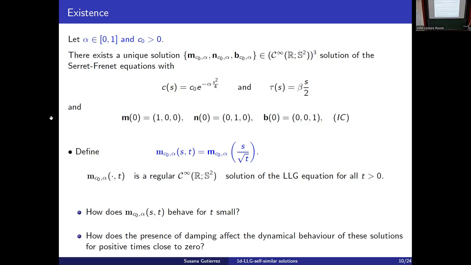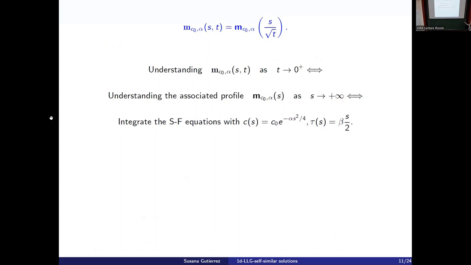So we want to understand these solutions that are regular, and we want to understand what happens when t is close to zero. Because of the self-similar nature of these solutions, understanding the behavior of the solution at times close to zero implies understanding the profile at infinity. There is an extra symmetry that allows you to just consider positive values of S large. If we want to study the profile at infinity, this is the same as integrating this reference system of equations with that curvature and torsion. In general, recovering the behavior of the curve from that of the curvature and torsion is a highly non-local and non-linear thing.